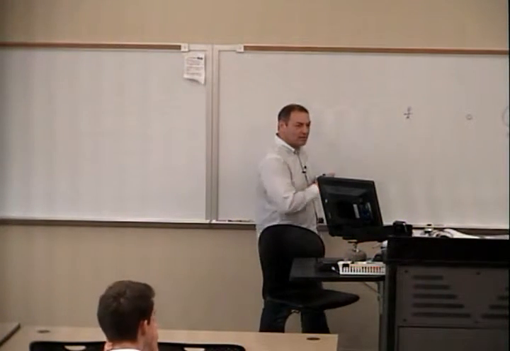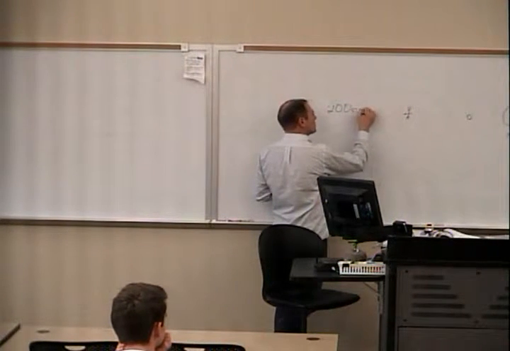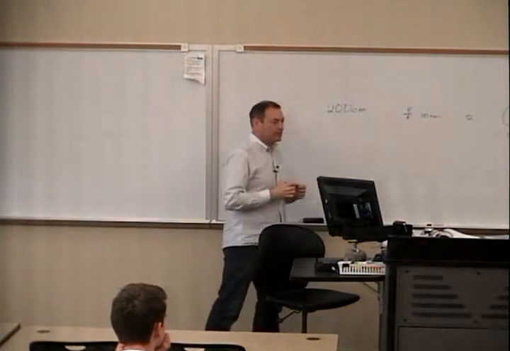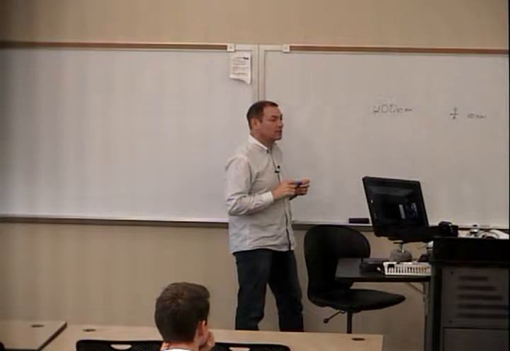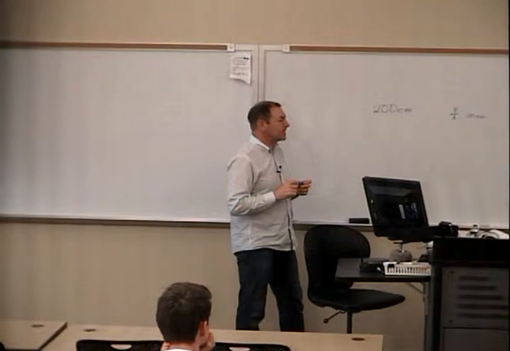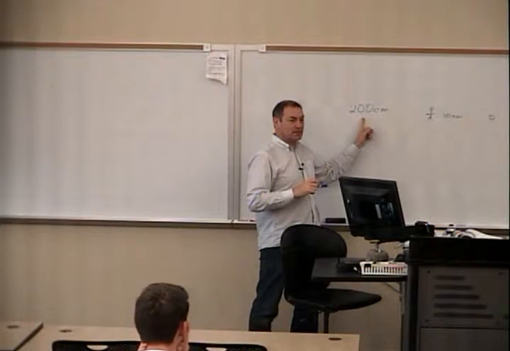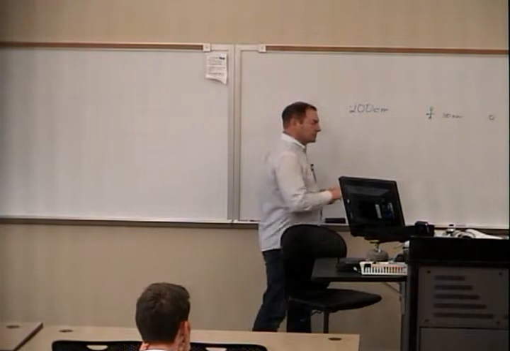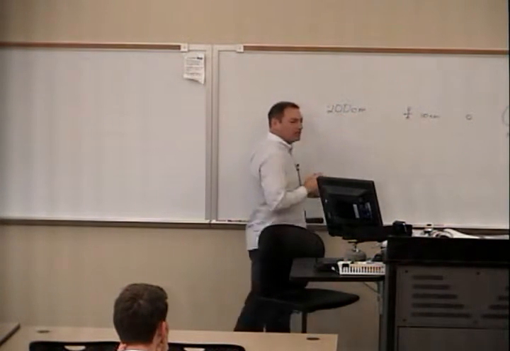All right. There's a human. These guys are about 2 meters tall, 200 centimeters. This is about 10 centimeters. What's the magnification? What is it? Is it 20? Is this 20 times bigger than this? 0.002. What times 10 is going to give you 200?